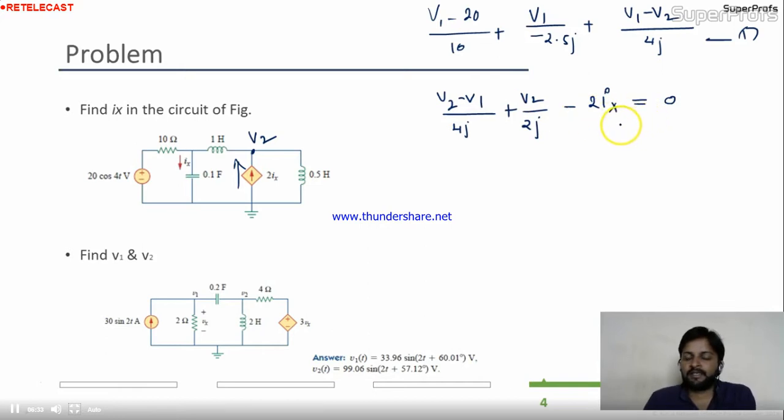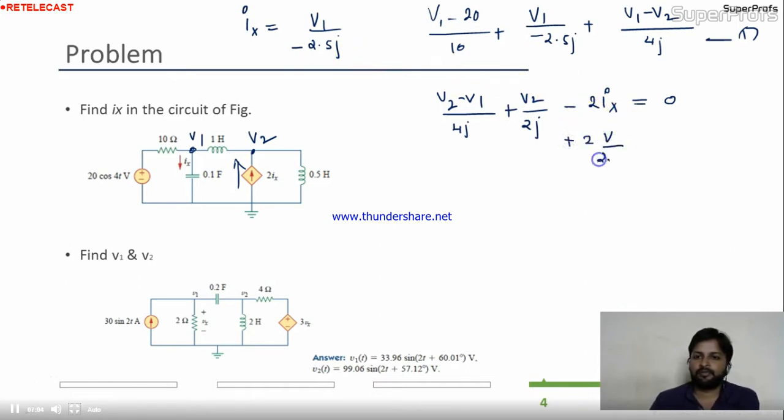Now, if you consider Ix, you'll be having 3 variables in 2 equations: V1, V2 and Ix. So you can remove this Ix. This Ix is given over here, the Vx. Ix is nothing but V1 divided by 2.5j, like this. So you can replace this Ix if you want. So it will become plus 2V1 by 2.5j equal to 0. Equation 2. When you solve these equations, you will get V1 and V2 values.